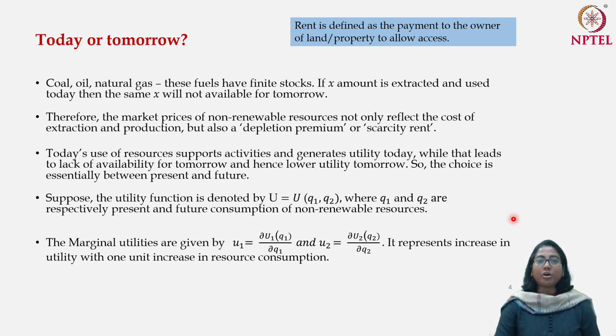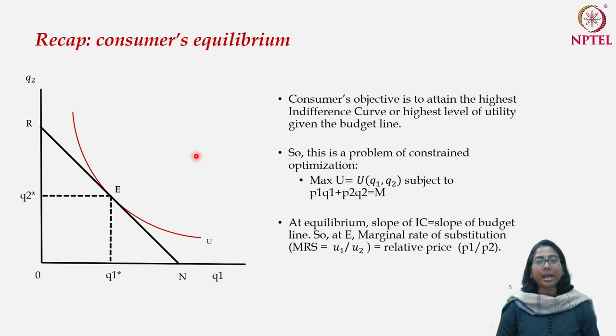Before we go to the theory of resource depletion, the theory of resource extraction in case of the depletable resources, let us have a quick recap of the consumer equilibrium. So the equilibrium of the consumer is attained at the point where the slope of the budget line, that is the slope of this RN line, is equal to the slope of the indifference curve, that is at point E. Now at point E, the absolute slope of the indifference curve is equal to the absolute slope of the budget line.